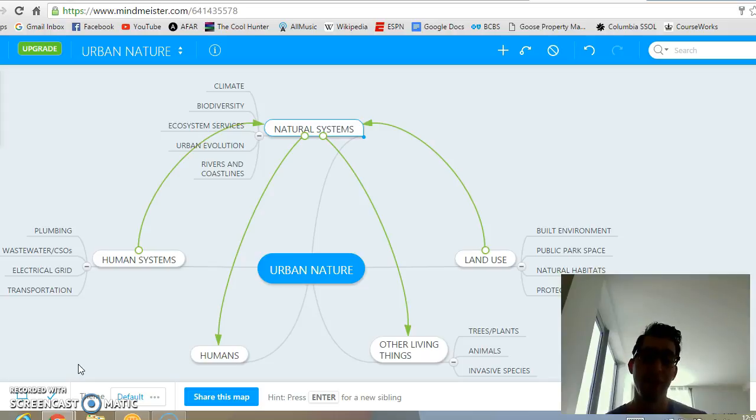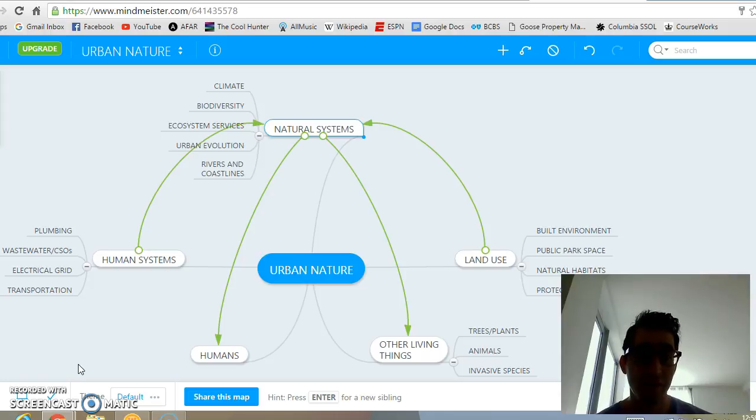Humans and other living things obviously reliant on the natural systems. Other living things, I'm talking about trees and plants, animals, and I think invasive species are an interesting aspect of ecology. I'm not sure we'll be touching on that in an urban ecology course, but I've included it there nonetheless.